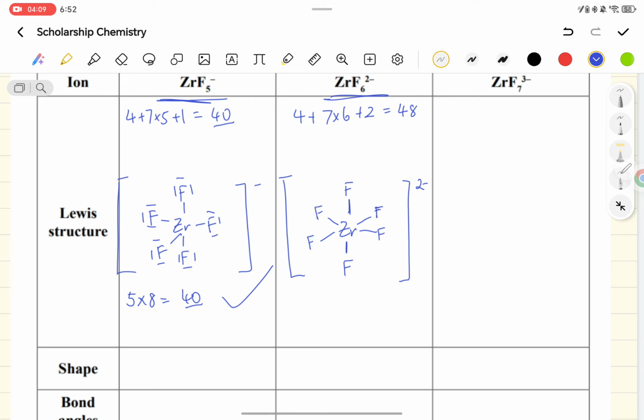Now we have drawn our 6 F atoms. We'll draw on the 3 lone pairs on each of the F. And now we count the number of valence electrons we have on our drawn structure to determine if we need to add any more lone pairs onto Zr. So let's count it up.